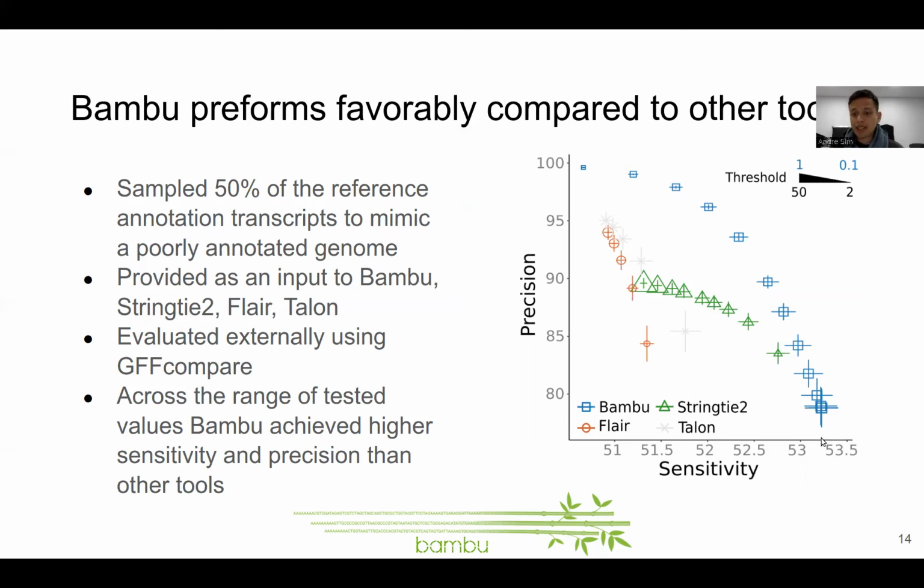What we found is that baseline would be guaranteed a sensitivity of 50%, since 50% of the annotations were present. And we saw that Bambu was able to achieve a high sensitivity and precision across the entire range of tested thresholds compared to the other tools, meaning that Bambu does seem to work very effectively for transcript discovery.